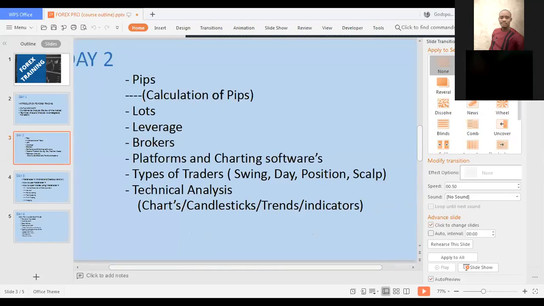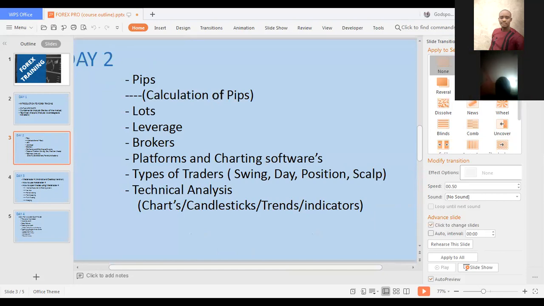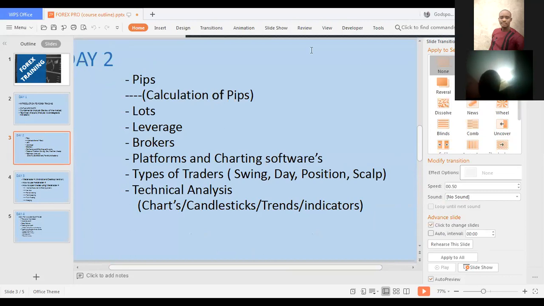So now you'll be wondering what we have to do for today. What we have to do for today is, let me share my screen with you. Pips, lots, leverage, brokers, platforms and charting software, types of traders: swing, day, position, and scalp. Then we will look into technical analysis. Are you with me? So let me start immediately.